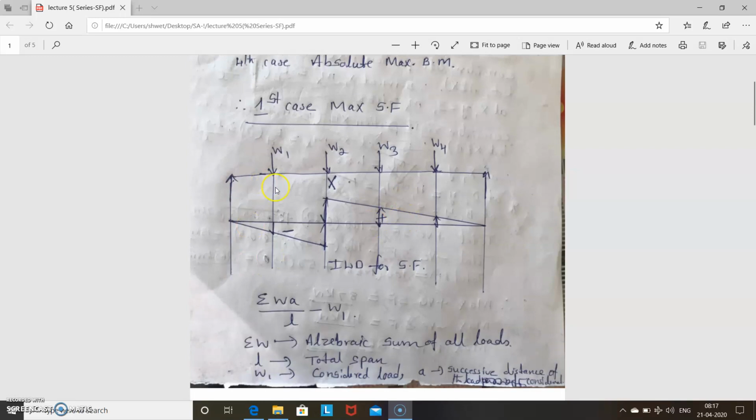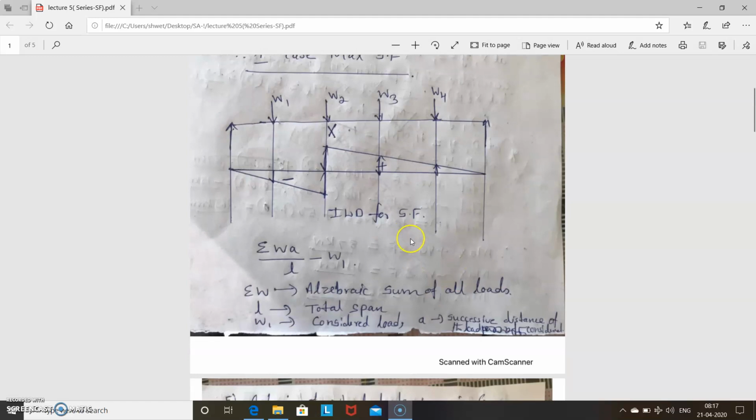As the usual method, which I already explained, first you have to draw ILD for shear force and then multiply the load with the corresponding ordinate values, so that gives the maximum shear force. Now here there are series of loads, so which load do you have to place at the section? For that you have to select which load to place at the section.